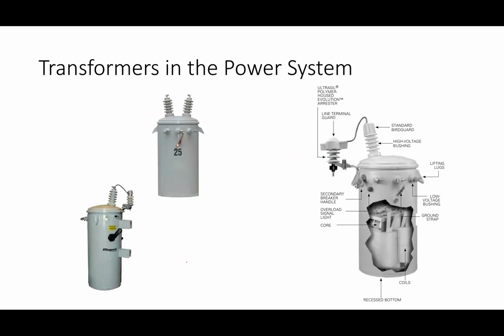But when I talk about transformers in the power system, there are all kinds of transformers out there. There are big transformers that you would see in a substation. If you've ever driven by a substation, there are big blocks there. Those are transformers, and they usually deal with much higher voltages. The transformers I've shown right here are what you see on top of a pole. So what is this 25 number right here, do you think? It's 25 kVA.